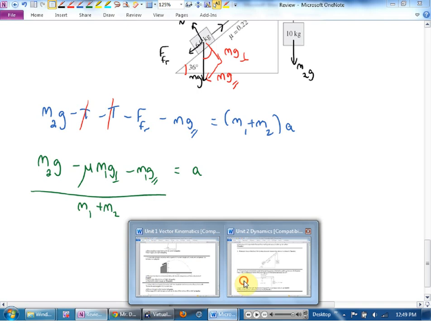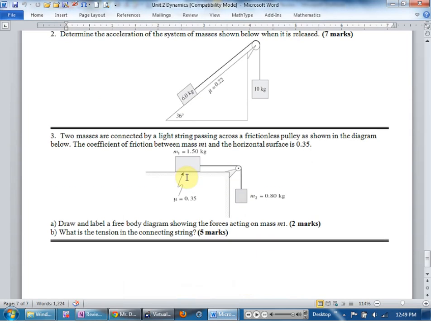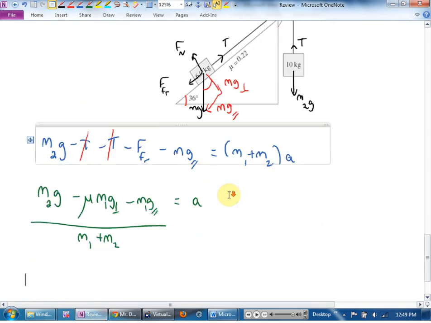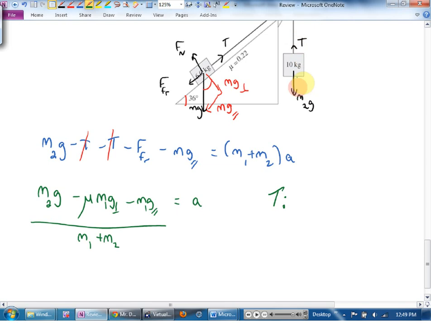But as a twist, they're asking you to find the tension. To find the tension, once you have the overall acceleration, you would probably go to this because it's got fewer forces, and you would go winner minus loser equals, and since you're only looking at one mass, M2A. And now you could solve for tension because you know M2, you know G, and you just figured out A.